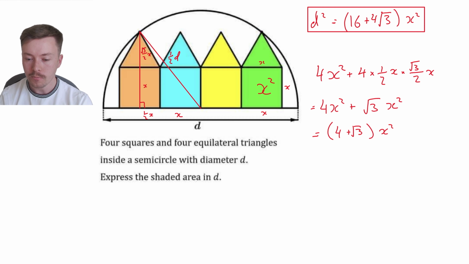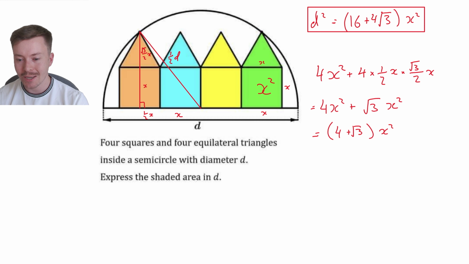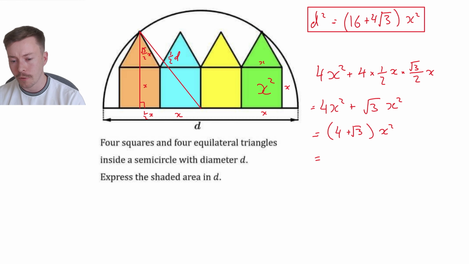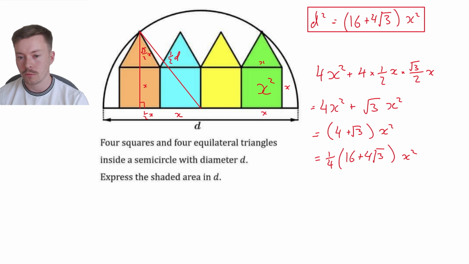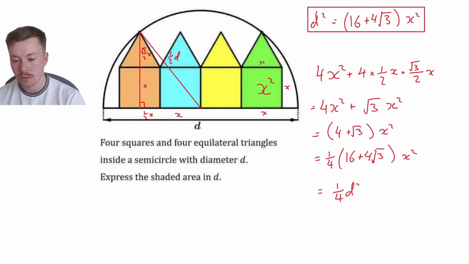Factorising that, because factorising makes everything easier, we get 4 plus root 3 x squared. Now, this looks very similar to the thing that we worked out earlier, where d squared is 16 plus 4 root 3 x squared. And in fact, you might have already noticed it's a quarter of it. So if we write this as a quarter of 16 plus 4 root 3 x squared, we can then replace the 16 plus 4 root 3 x squared with d squared, and we get the answer in terms of d as being a quarter d squared.